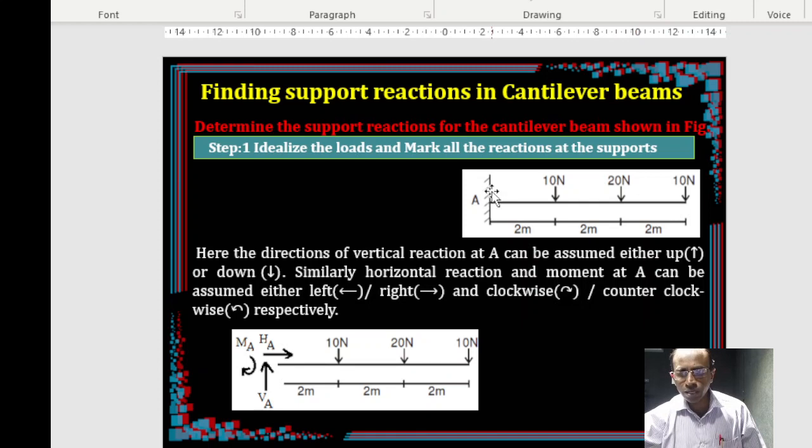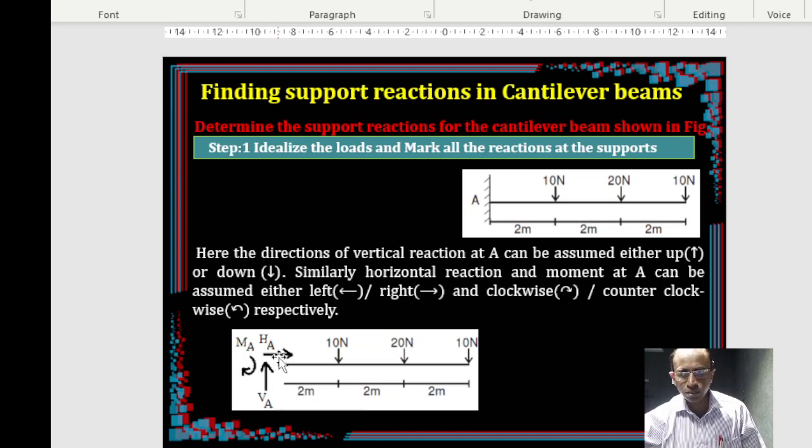A cantilever beam has only one support, that is the fixed support. And in the previous section we already learned about marking the reaction components at the supports. For a fixed support, you have to mark the reaction components. A fixed support can offer all 3 kinds of resistance: vertical direction, horizontal direction and rotation, right? So it has resistance in all 3 directions.